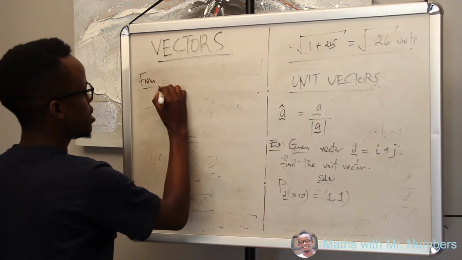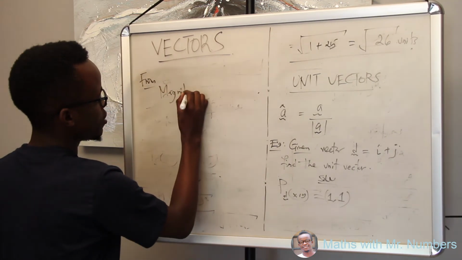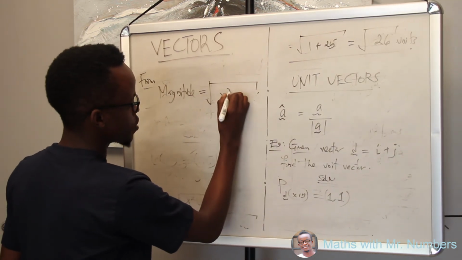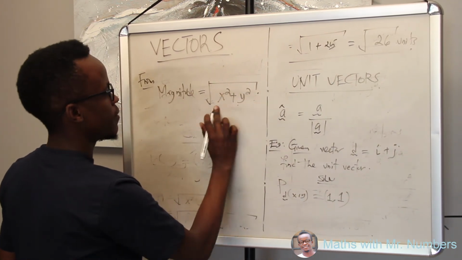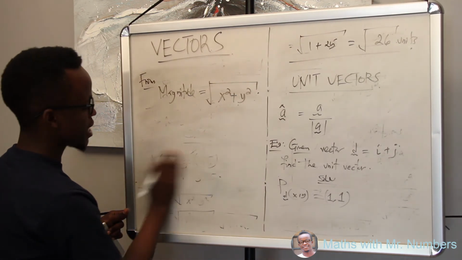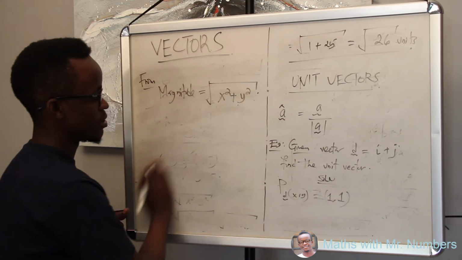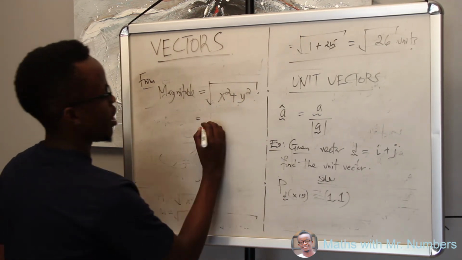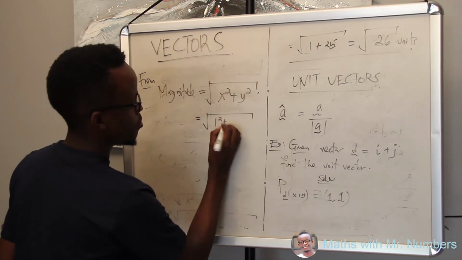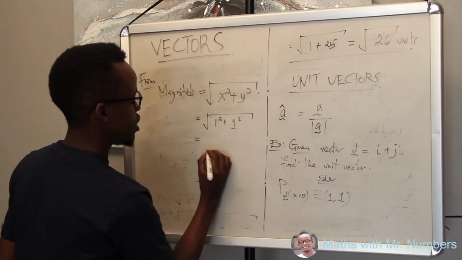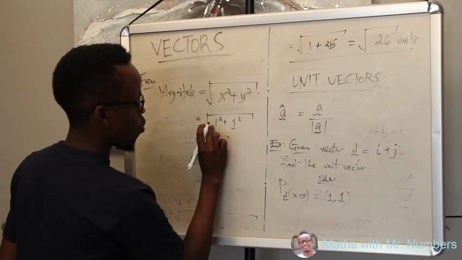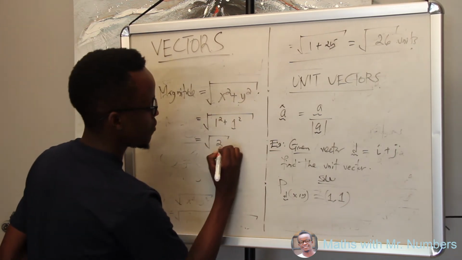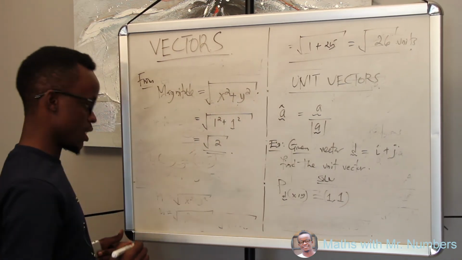Thereafter, the magnitude equals the square root of x squared plus y squared. Having the value of x and y as 1, our magnitude is the square root of 1 squared plus 1 squared. 1 squared is 1 and 1 squared is 1, therefore 1 plus 1 is 2, therefore the answer is the square root of 2.